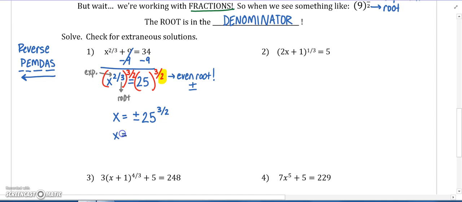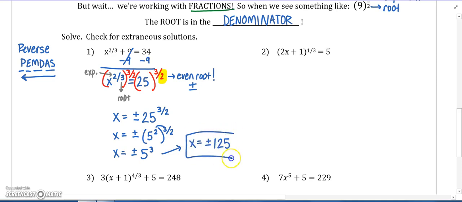So think back to the last chapter when we did this. 25 is the same thing as 5 squared. 5 squared to the 3/2, we just multiply these. And you can use your calculator, obviously. Don't be afraid to do that. 2 times 3/2 will give me 3. So I end up with plus or minus 5 to the 3rd, which, if you use your calculator, is plus or minus 125. And those are my two answers.